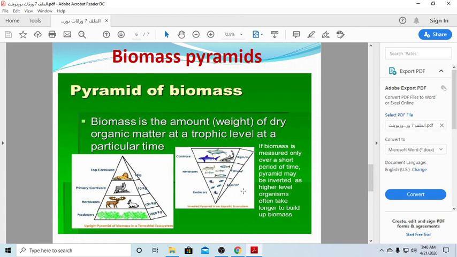Biomass, firstly, is the amount or weight of dry organic matter. Dry organic matter. We are organic, you know, all our bodies, humans, animals, even plants, and all living organisms, we contain organic substances. So we are all organic matter. So now if our bodies or animal bodies were dry, it would equal dry organic matter.